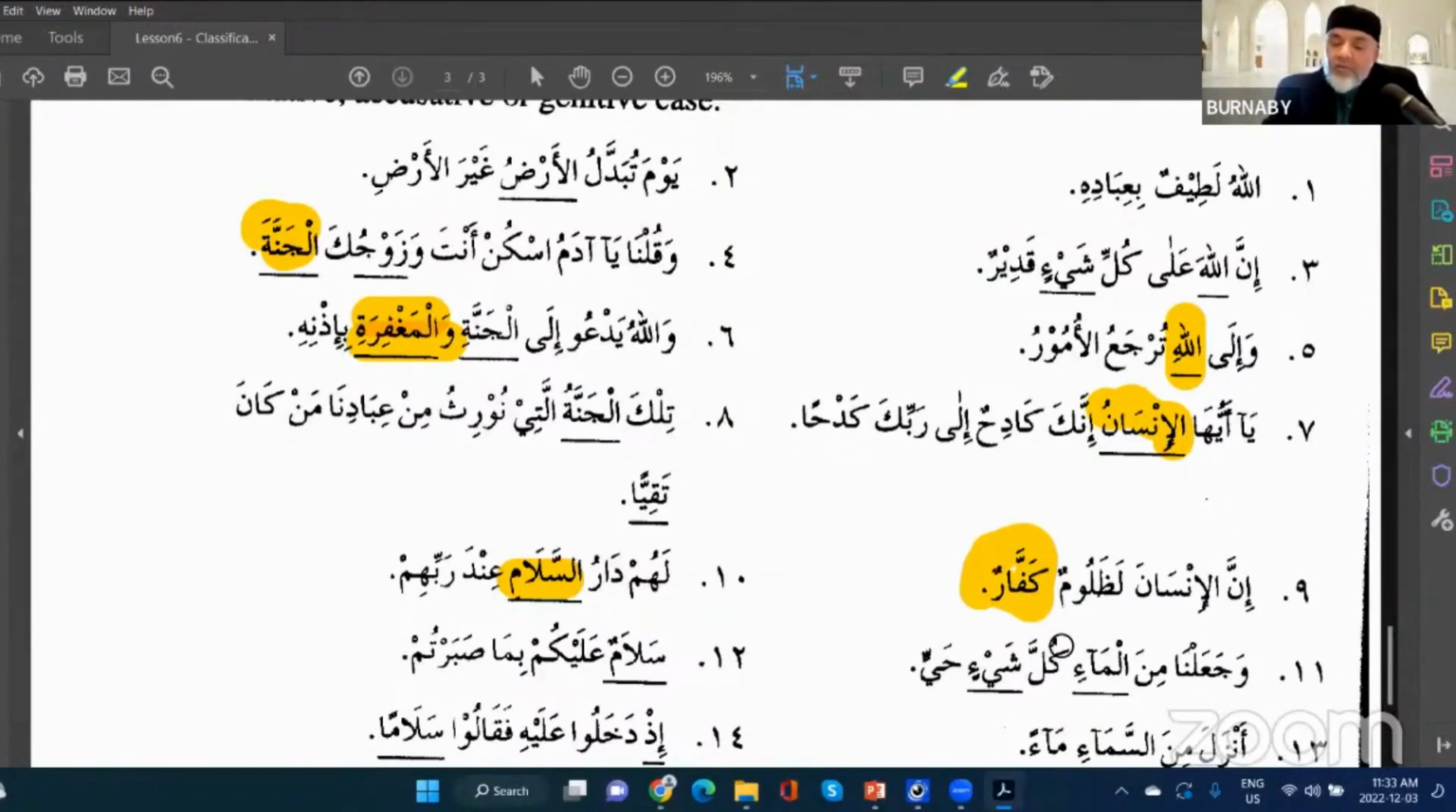And what is the rule with Jama mukassar? Where do you have to look? It's the same as the singular. It should be run like Dhamma or Dhammatain. So what is the name? Is it Rafa, Nasab or Jar? Rafa.